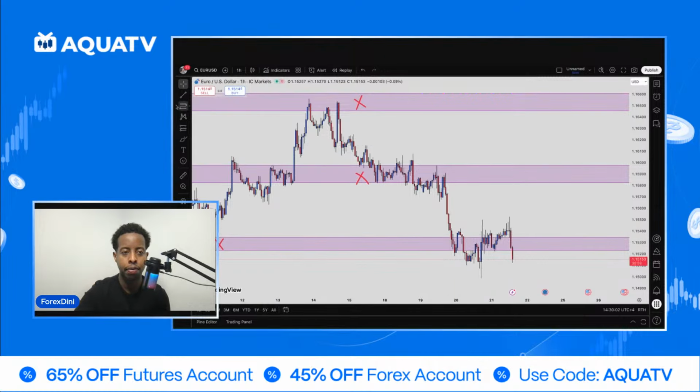But if we get a body close below 1.15130, it could be a sign for Euro USD to start heading towards the downside. If we get a body close, okay. Not just a break below, but a body close.